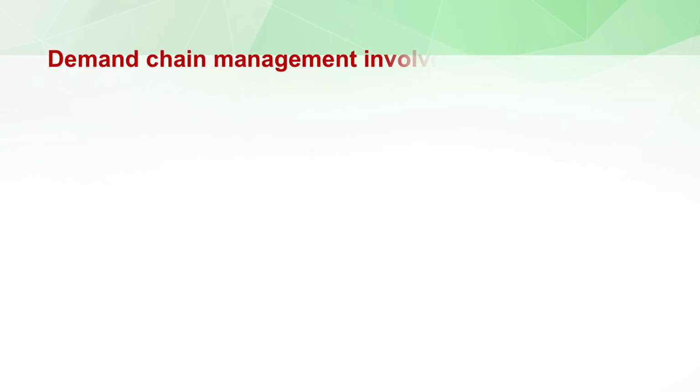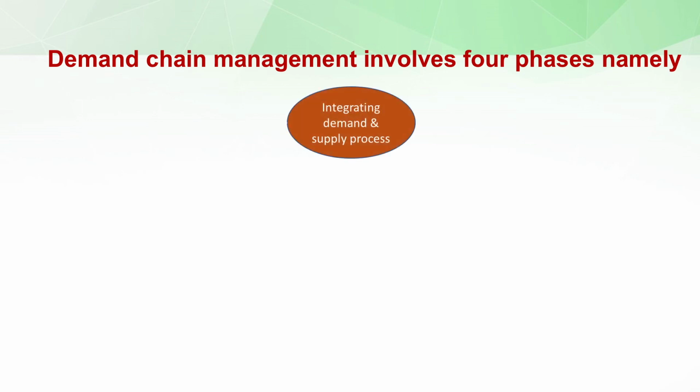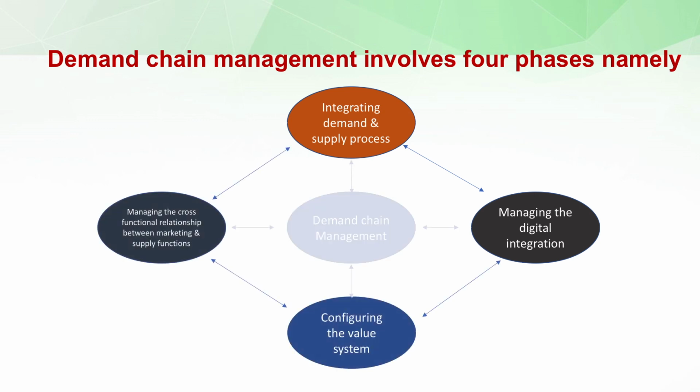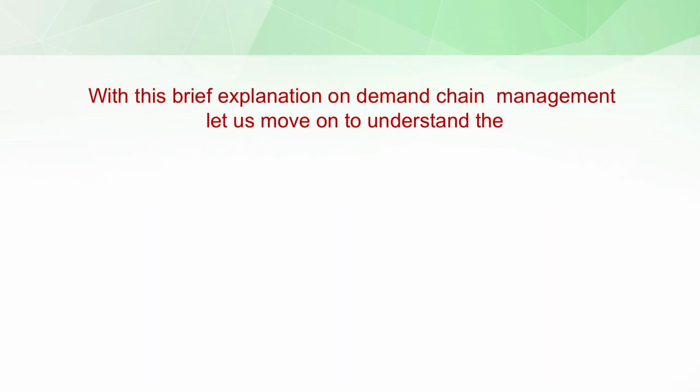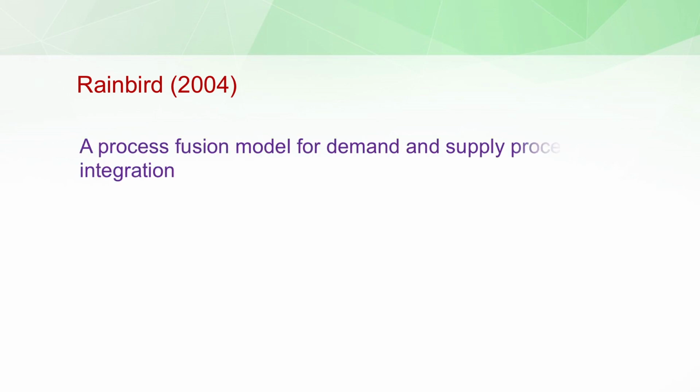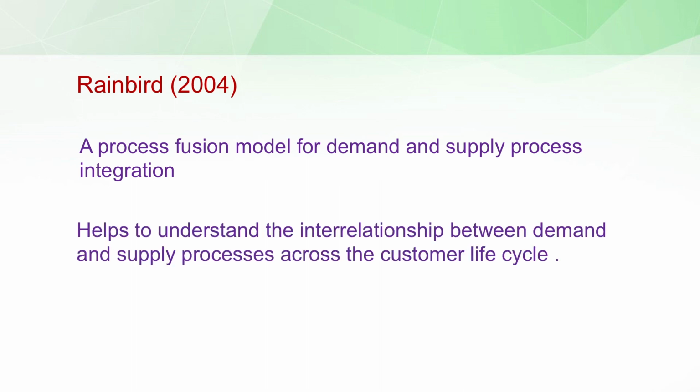Demand chain management involves 4 phases, namely demand and supply process integration, digital integration, configuring the value system, and cross-functional working relationships. With this brief explanation on demand chain management, let us move on to understand the integration of demand and supply processes. Rainbird suggests a process fusion model for demand and supply process integration, and this model helps to understand the relationship between demand and supply processes across the customer life cycle.